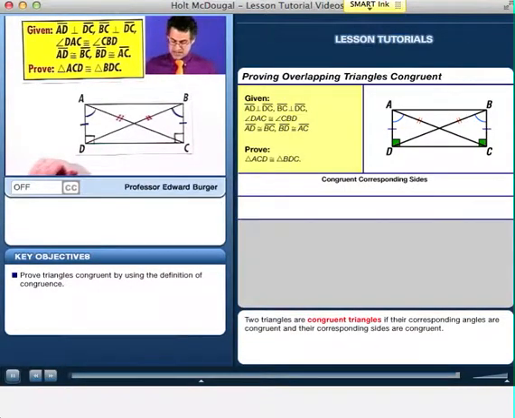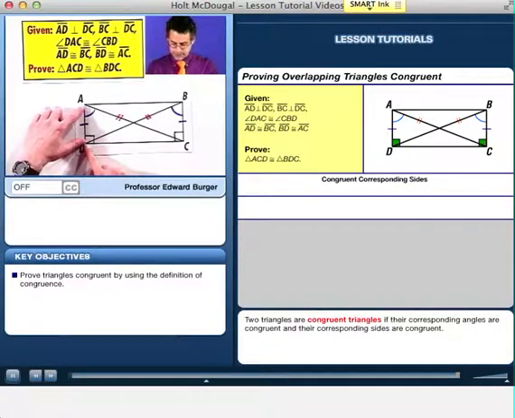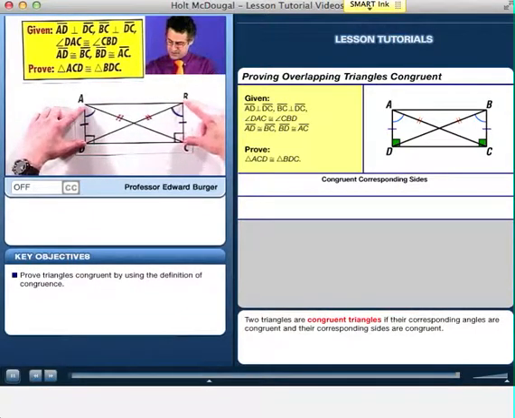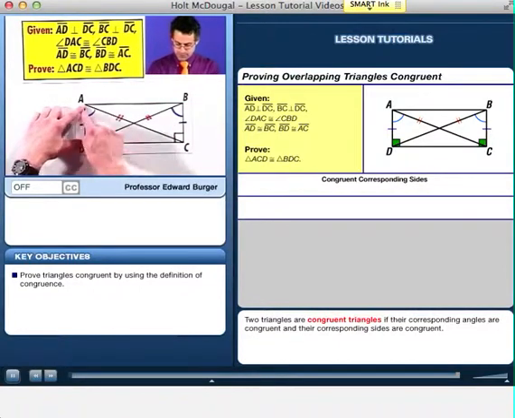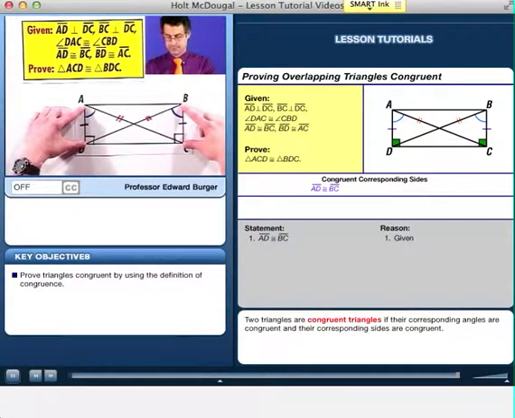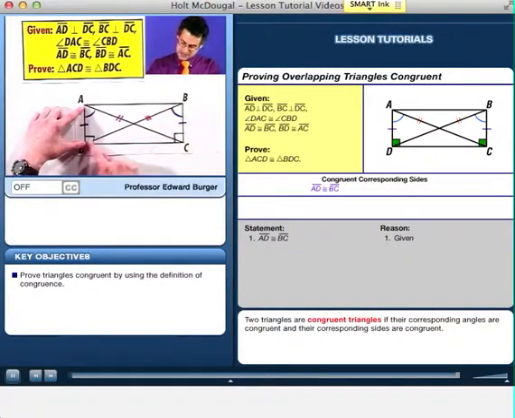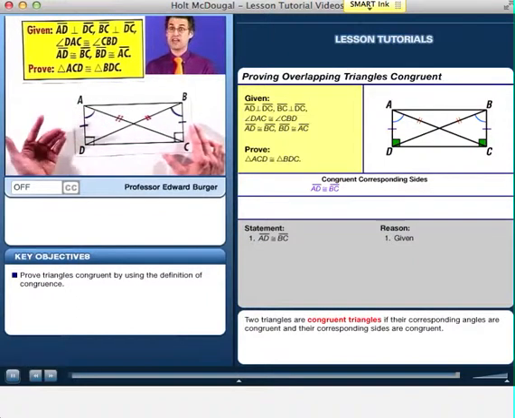Let's check out the sides first. First of all, I see that this side, AD, can be paired up with this side of this triangle, BC, so this part of this triangle corresponds to this side of this triangle, and they're already known to be congruent by the given. Similarly, this diagonal, AC, which is part of this triangle, is known to be congruent to this diagonal, BD, which is part of this triangle. So these two lengths correspond and are congruent.